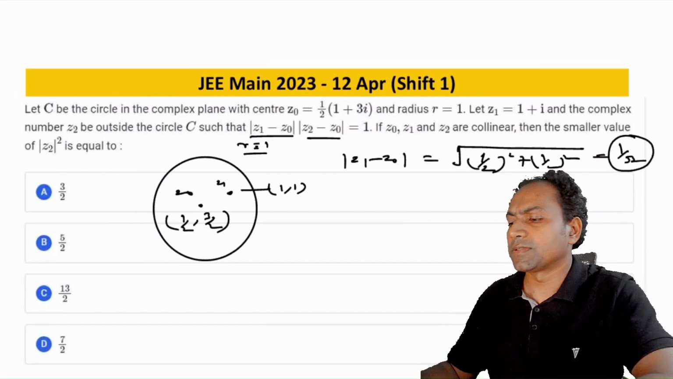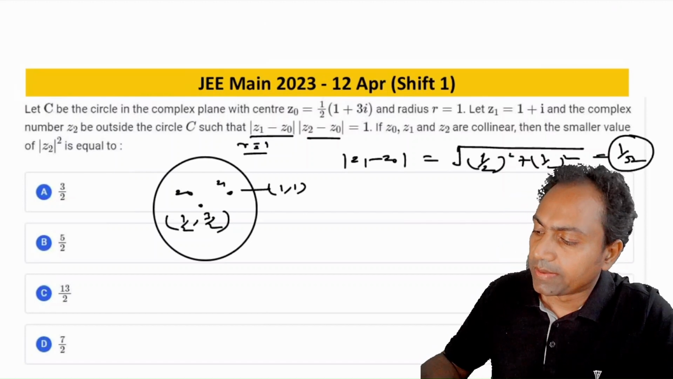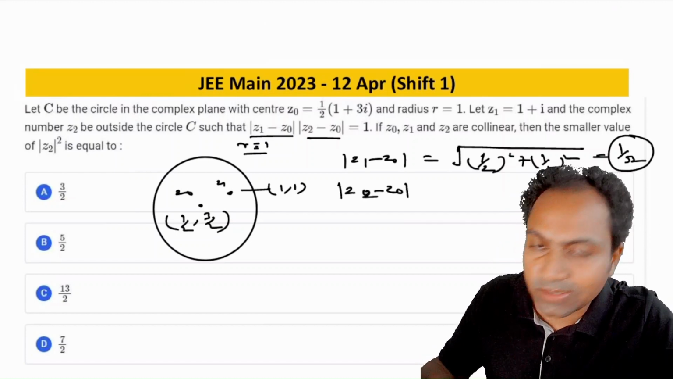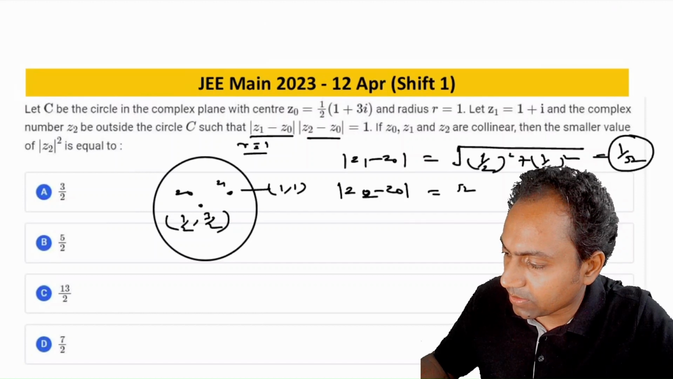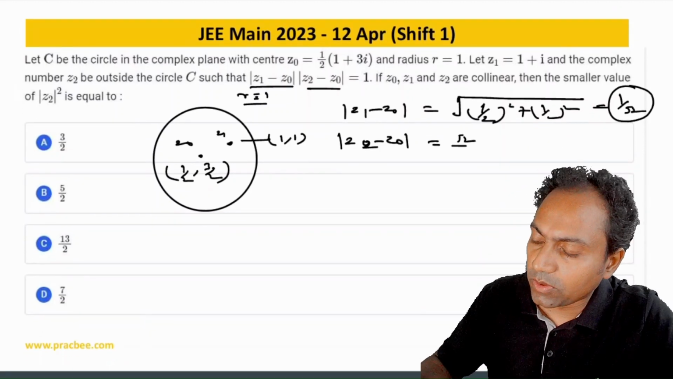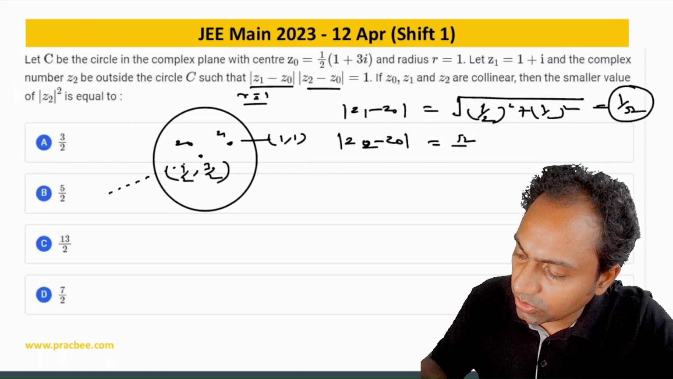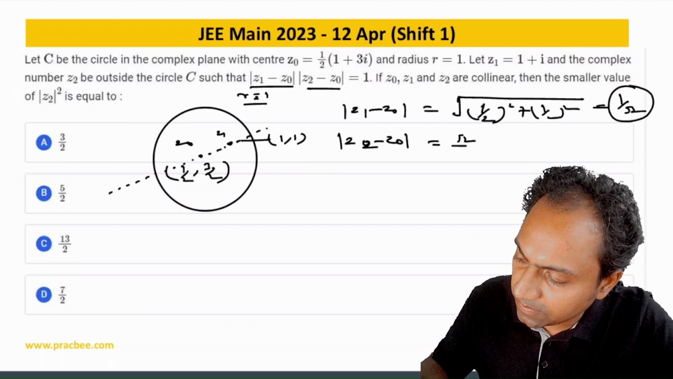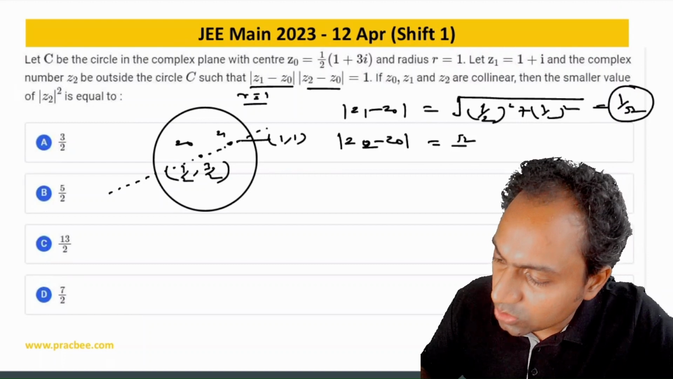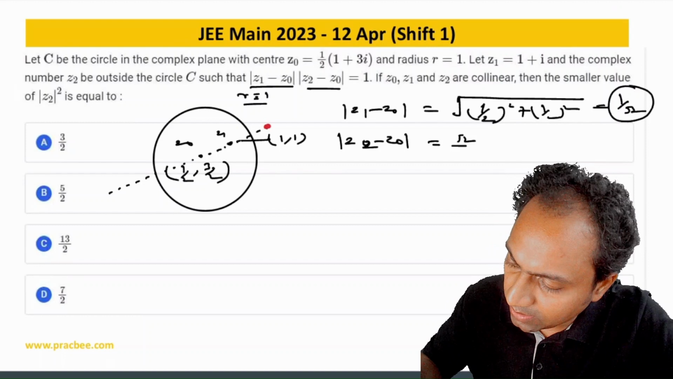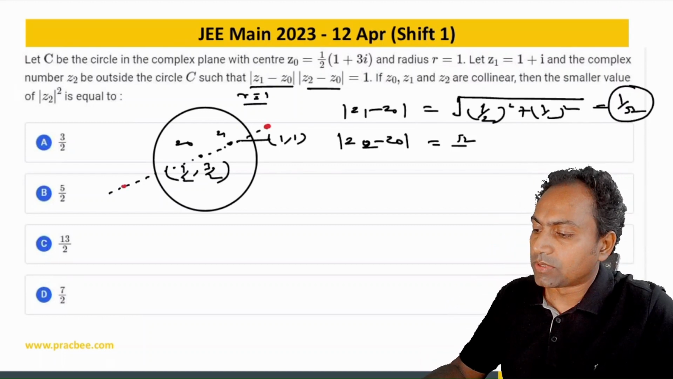We have done this. Now what they're saying is mod of z2 minus z0 is nothing but the reciprocal of this, so this will become root 2. So what we want is basically a point that lies on the line joining z0 and z1, but is at a distance root 2 from the center. Okay, so now we have two scenarios. One, the point can be here, another, the point can be here. So let us consider both the scenarios.